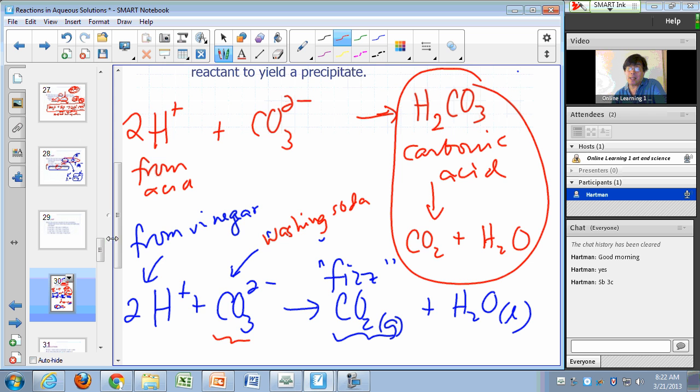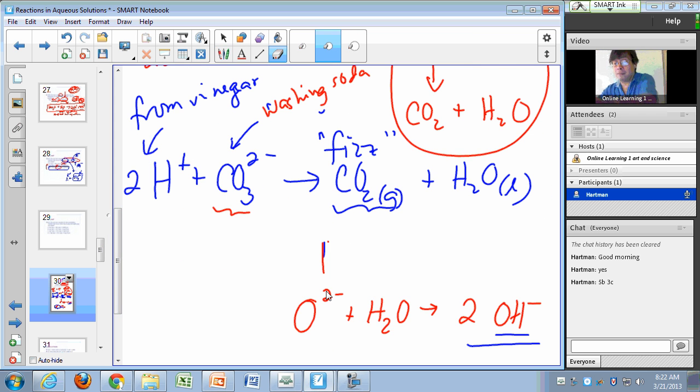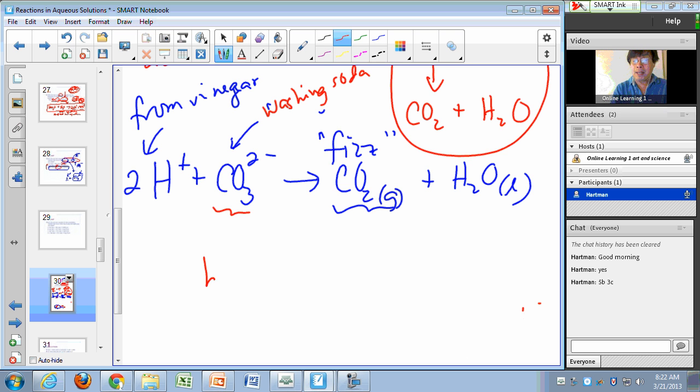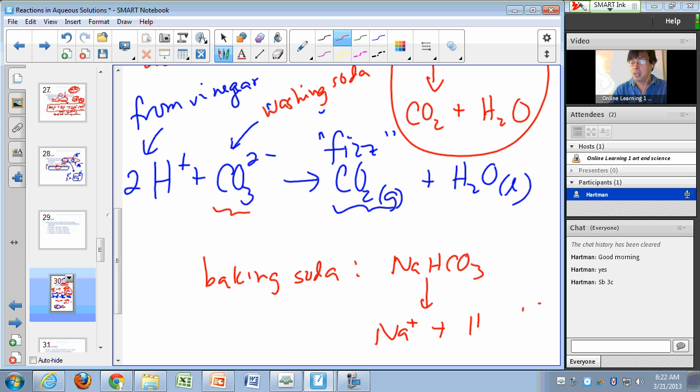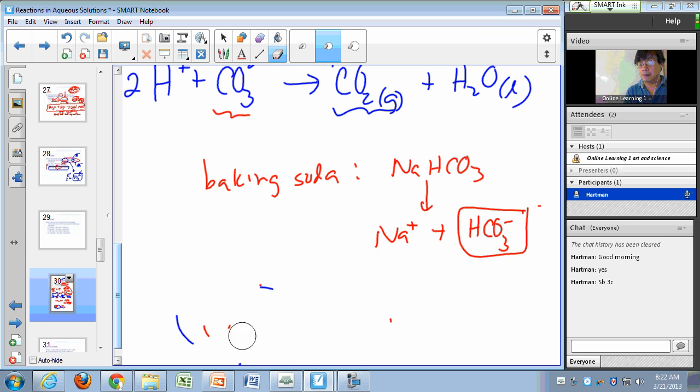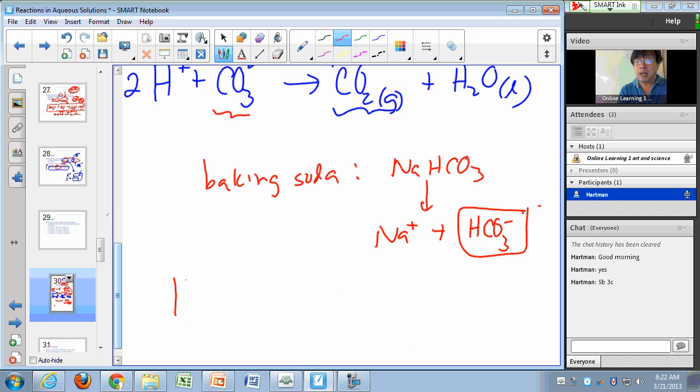Same thing happens with baking soda because of a bicarbonate ion. Baking soda is sodium bicarbonate. So if you put it in water, it's going to give you sodium ions and bicarbonate ions. Okay, so when your H plus from the acid sees a bicarbonate ion, what will happen? Your H plus will combine with your bicarbonate ion.